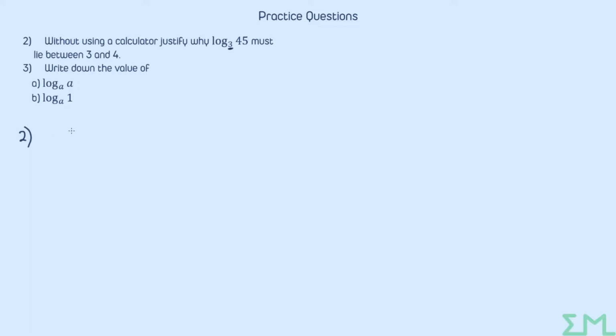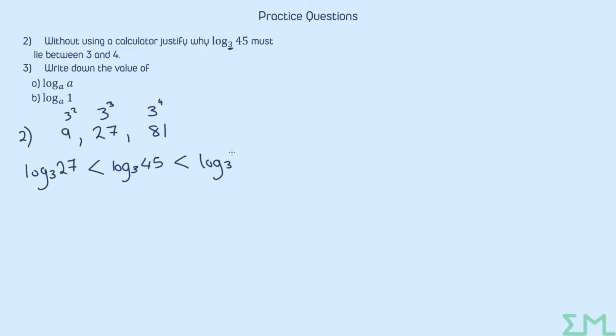So the kind of numbers we're thinking about are 9, 27, 81. So this is 3 squared, 3 cubed, 3 to the 4. Okay, so our number 45 lies in between 27 and 81. So we can say that log base 3 of 45 sits in between log base 3 of 27 and log base 3 of 81. Remember, we're absolutely fine saying this because our log graph is increasing and continuous.